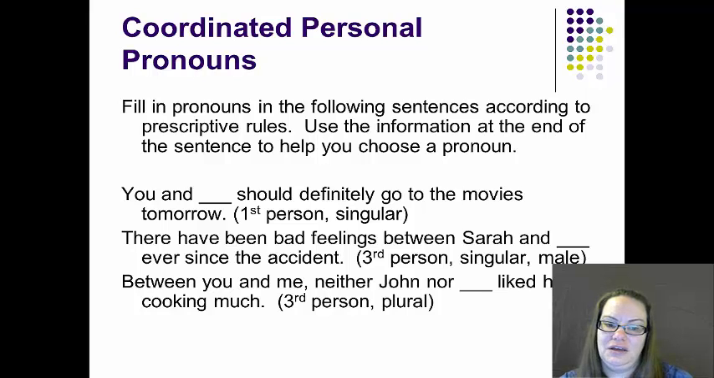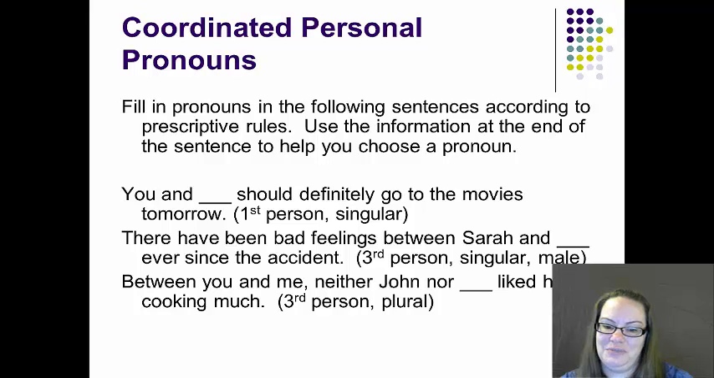So the first one, "you and I should definitely go to the movies," because we're in subjective case. "There have been bad feelings between Sarah and him," because we're third person singular male, and we're in the objective case because it's the object of the preposition "between." Okay? "Between you and me." "Neither John nor I liked her cooking much," or "neither John nor she liked her cooking much."